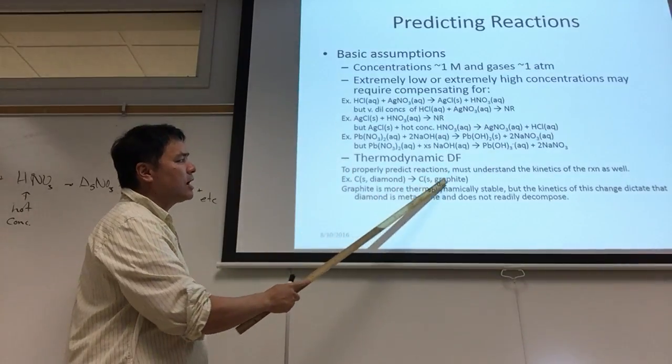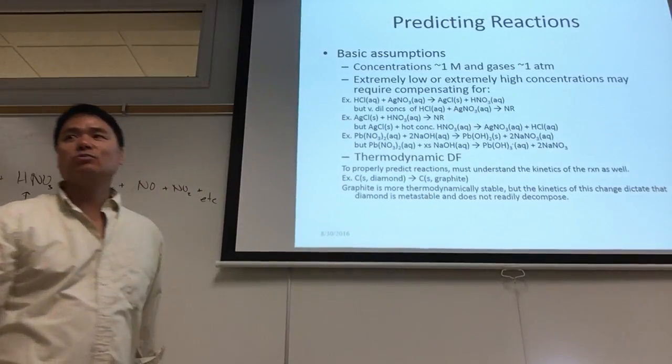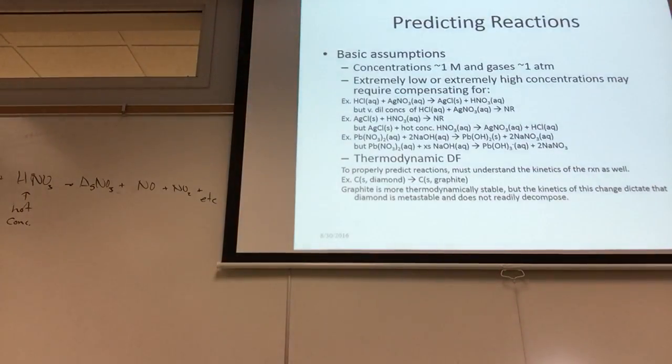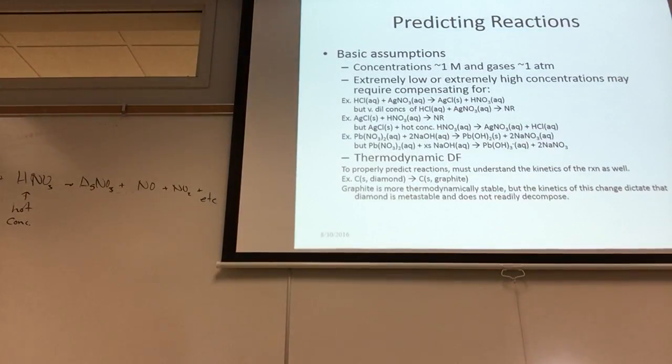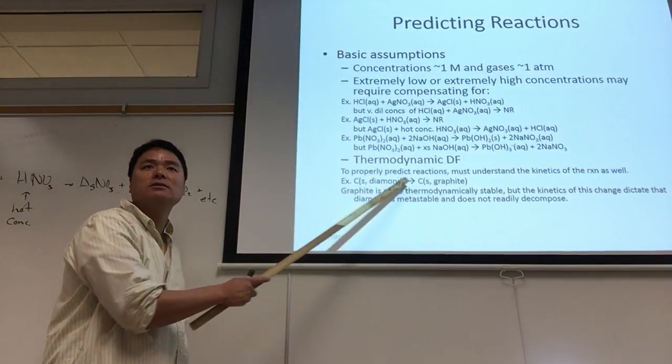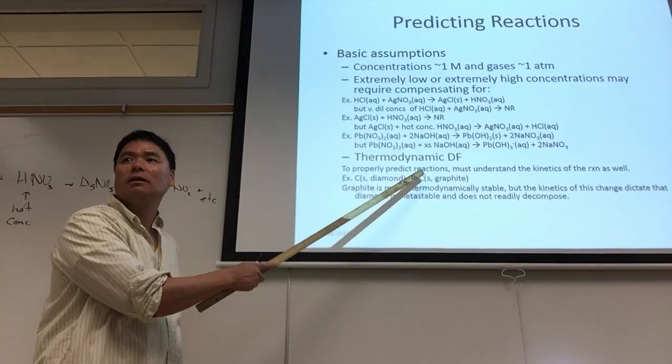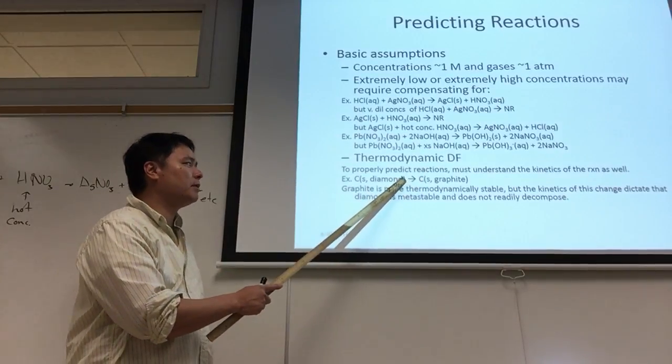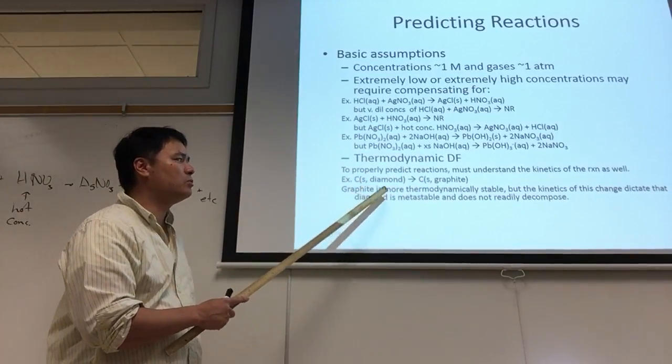To properly predict reactions, we must understand kinetics as well. Kinetics is the speed of the reaction. Do you know what's more stable, graphite or diamond? What's more stable thermodynamically? Graphite or diamond? It turns out that graphite is more stable than diamond. And well, if that's the case, then diamond should decompose into graphite because graphite's the more stable form of carbon. But kinetically, this is not going to happen because it would take way too long.